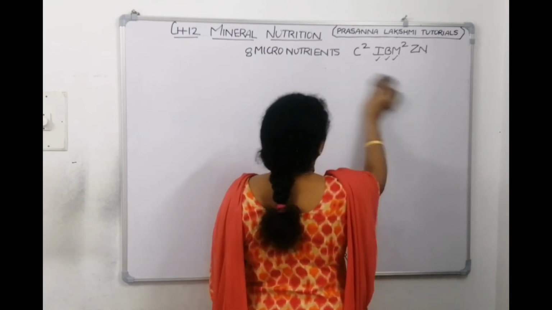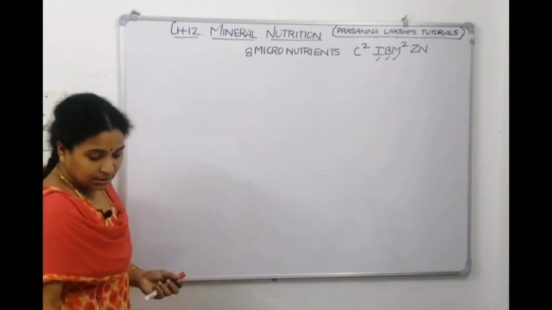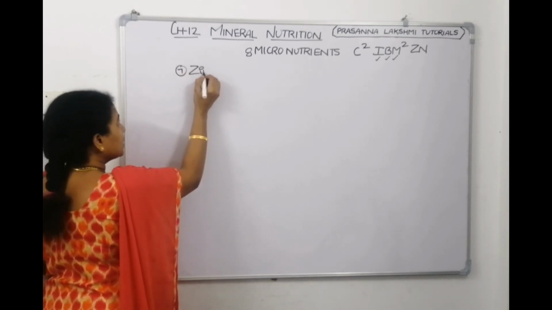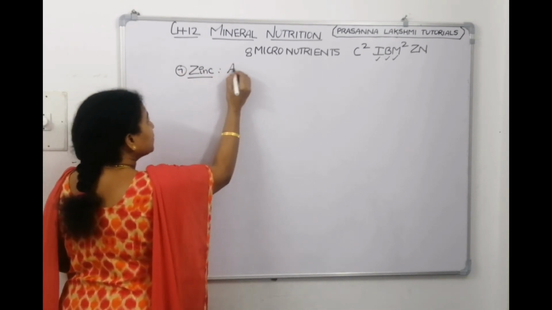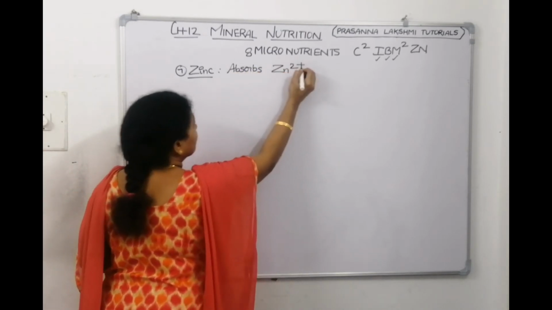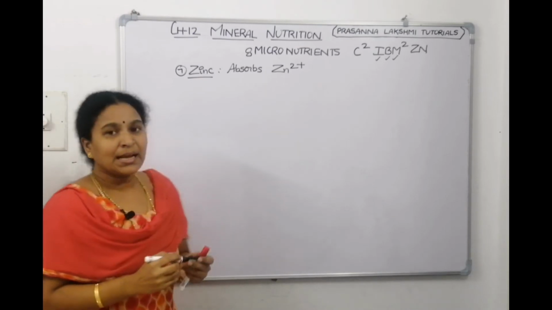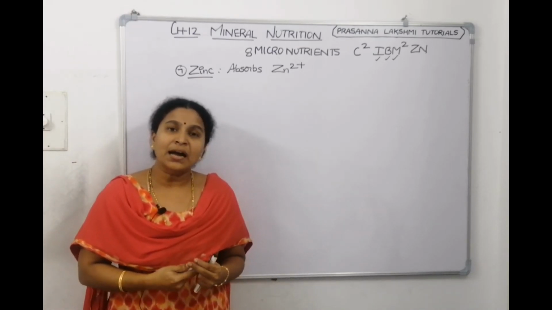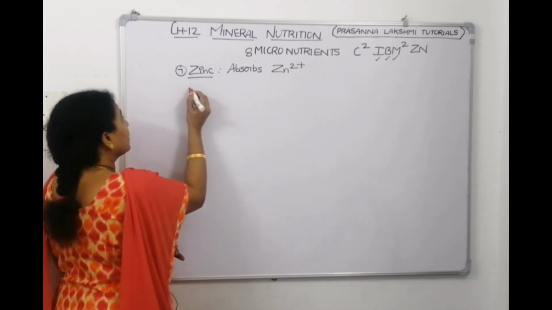So we are left with Z and N. So what is the seventh element, children? Zinc. Plant absorbs zinc as Zn2+ ion. And talking about the functions of zinc, what are the roles of zinc?